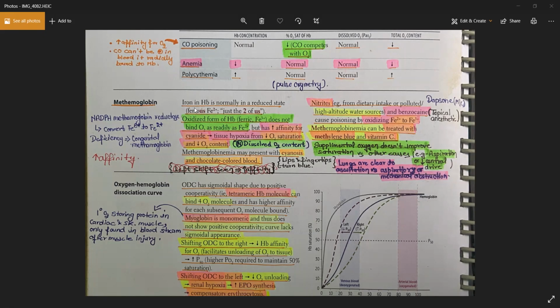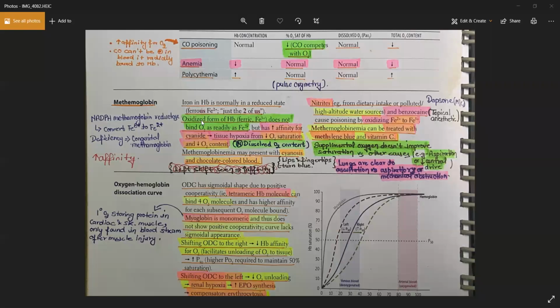Okay, but please note that this oxidized hemoglobin has a very high affinity for the cyanide. So it instantly binds with the cyanide. So this methemoglobin can also be used in the treatment of cyanide poisoning.